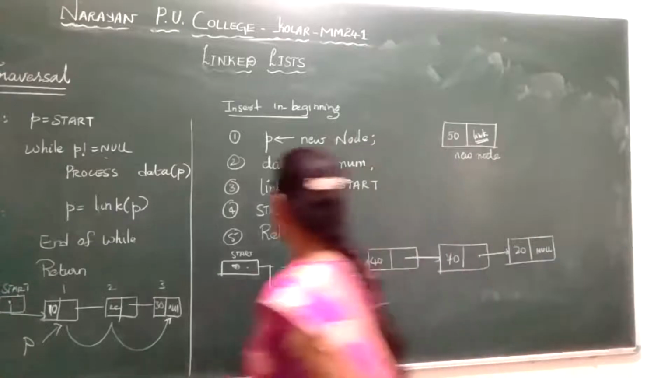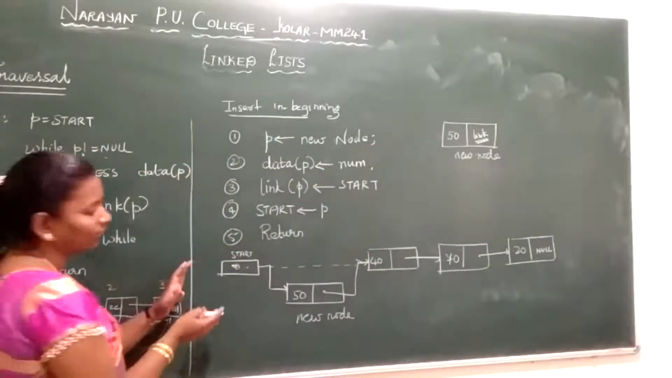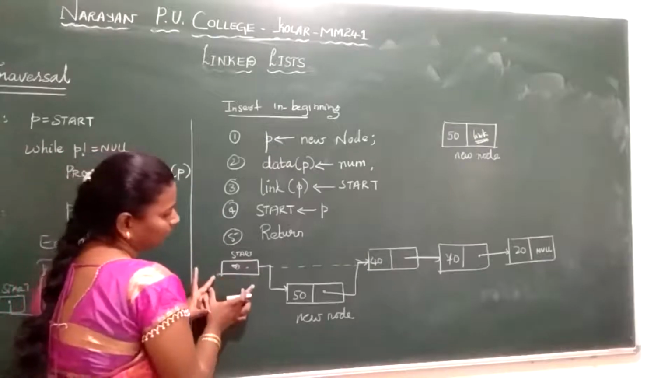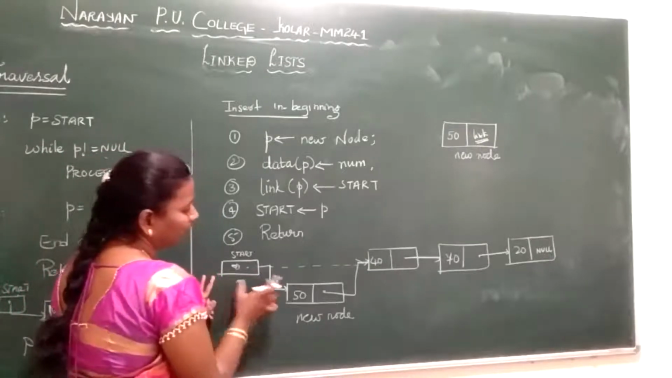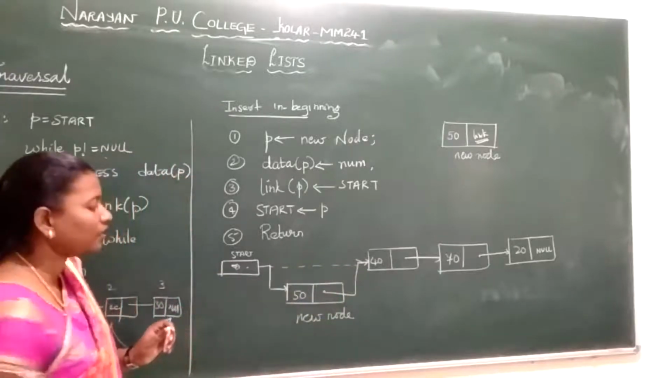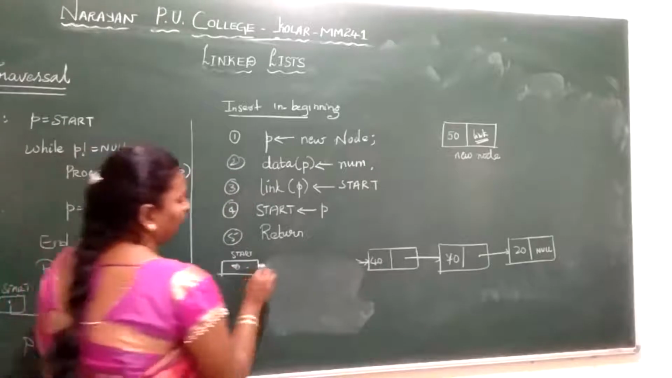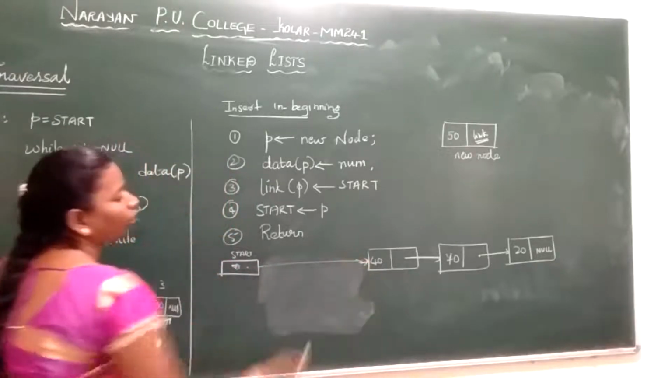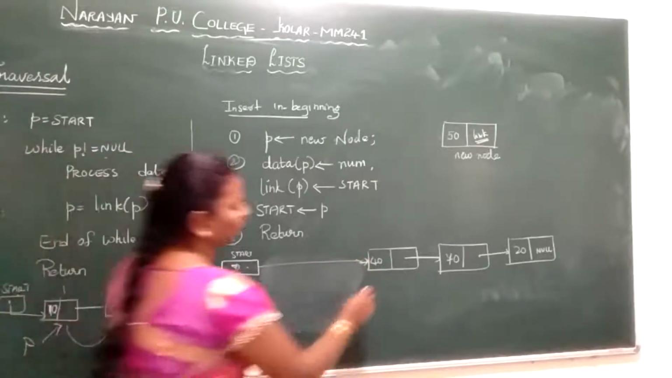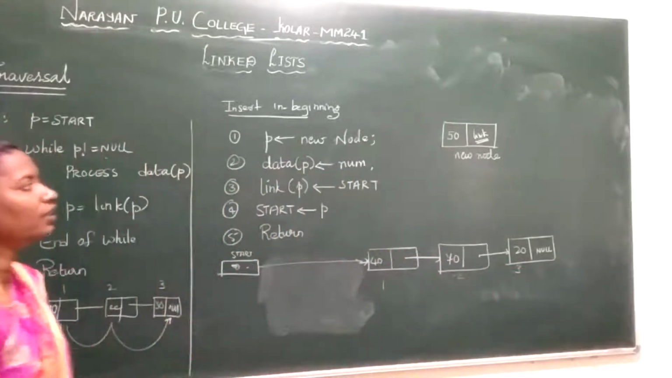Now I'll just trace it for you. Before tracing I'll tell you this. See, I have a start. Start will have the address of the first node. So initially, before I add this new node, what will be present? It is like this: your start will be pointing to the first node. This is your first node, second node and the third node.